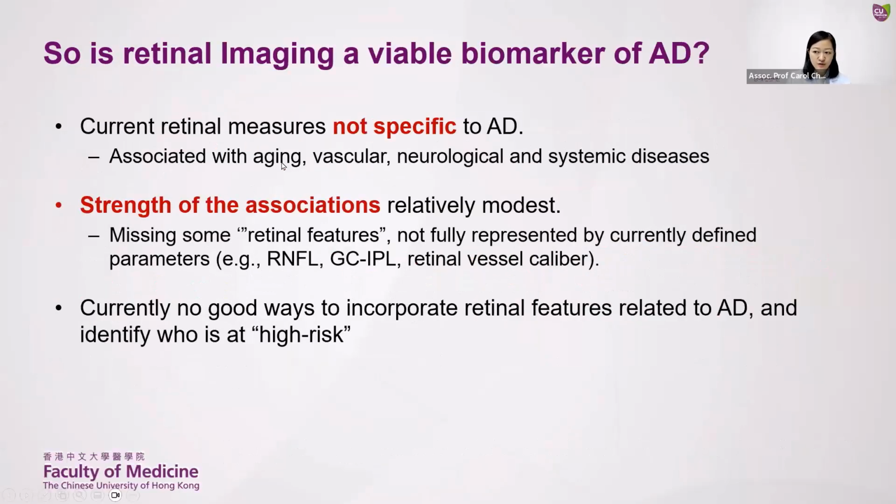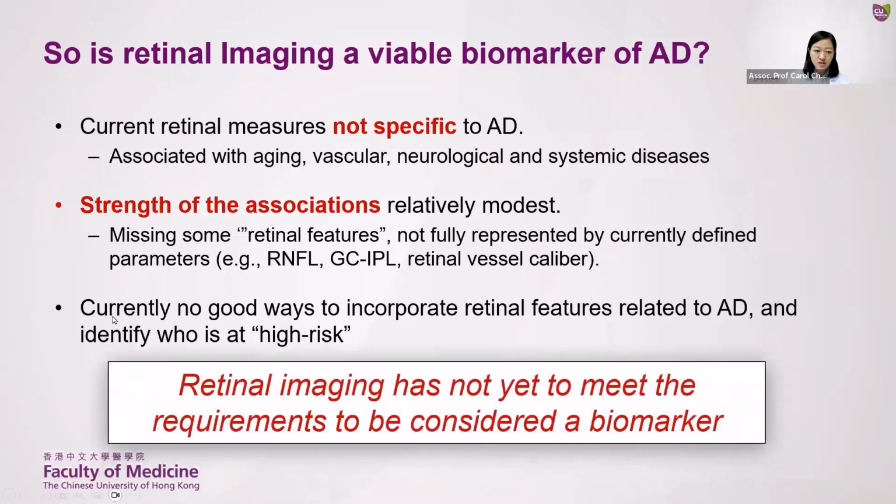However, current measures of retinal imaging are not specific to Alzheimer's disease. Alteration in retinal vasculature and retinal neuronal structure may be associated with aging and other ocular, neurological, and systemic diseases. Second, strengths of the association between retinal imaging parameters with AD are relatively modest. It is likely that some retinal features are not fully represented by currently defined parameters. Also, there are no good ways to incorporate features from both retinal neuronal structure and retinal vasculature. Retinal imaging has not yet met the requirements to be considered a biomarker.